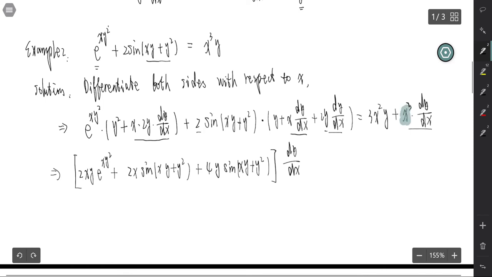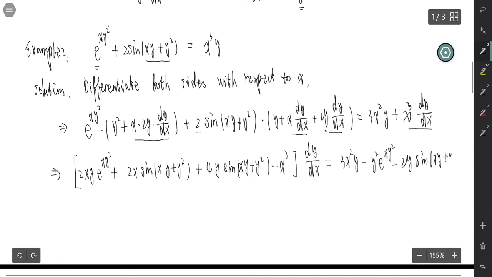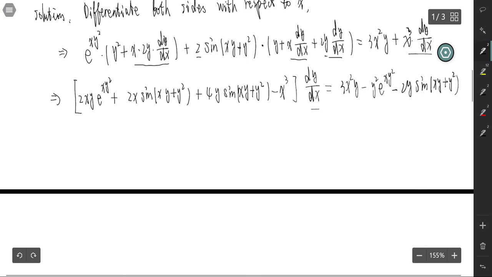Oh, there's another part. The right hand side has x cubed, minus x cubed dy over dx equals 3x squared y minus y squared e to the x y squared and minus 2y sine of (x y plus y squared). Then solve for dy/dx.